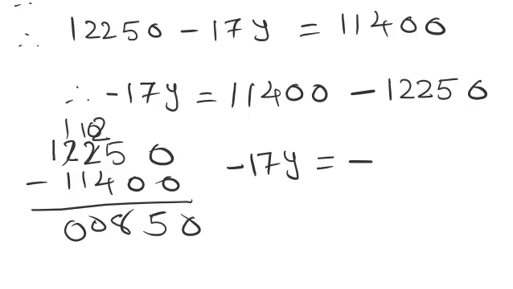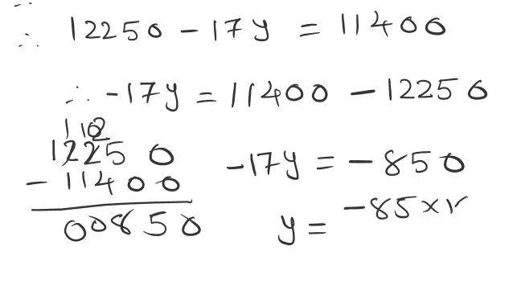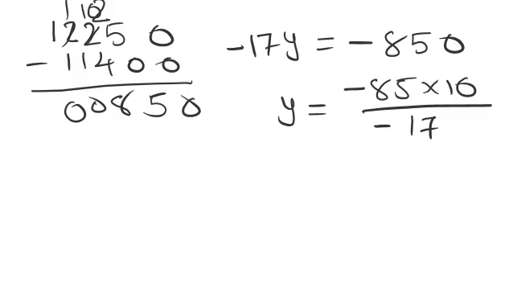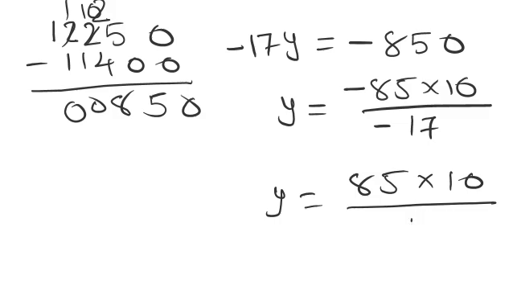So minus 17y is equal to minus 850, because the bigger number is negative. So y is equal to minus 85 into 10 divided by minus 17. The minus and minus cancel. Now what remains is 85 into 10 divided by 17. 17 fives are 85. So y is equal to 5 times 10, that is 50. So we have the value of y.